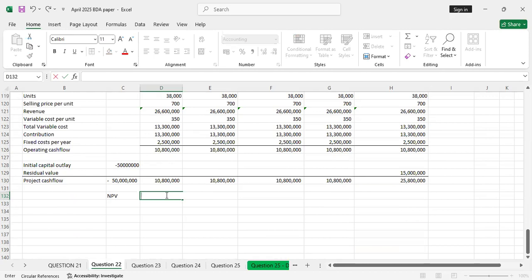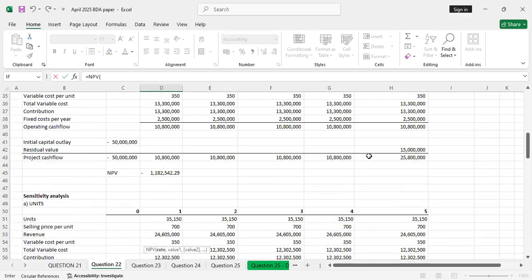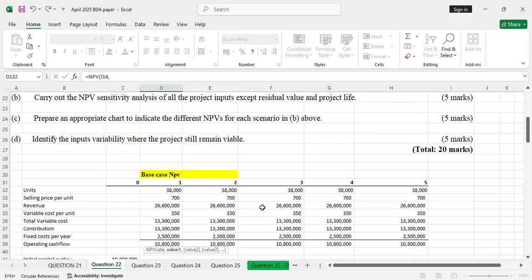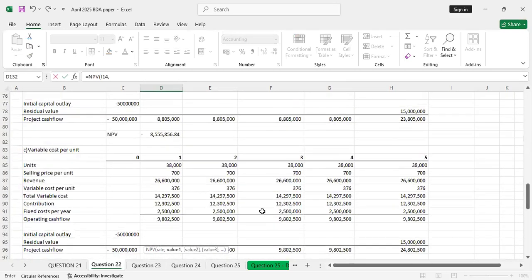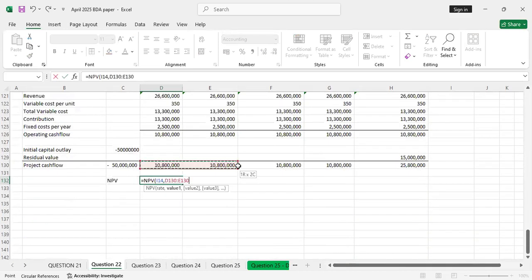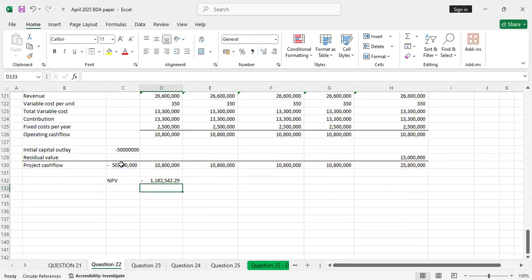So say equals to NPV, and the rate is 11%, comma, then you select those other items, select everything, then you close the bracket, then you add back the initial investment. So it will give us that, yeah.